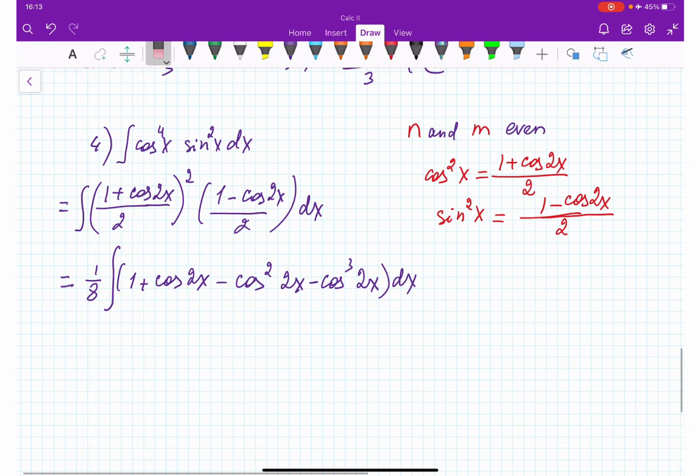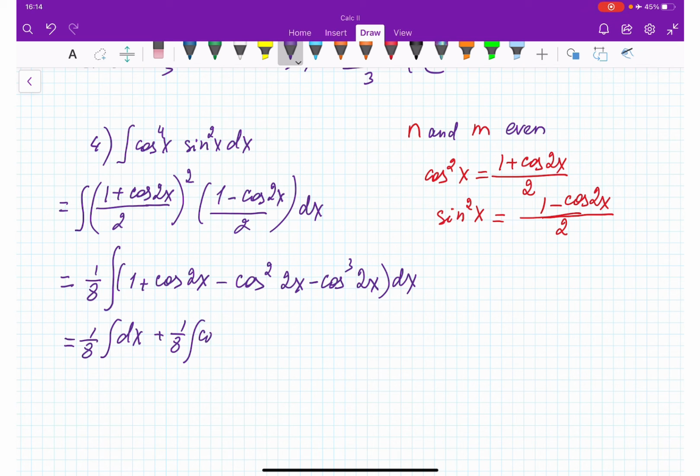Okay. So, where are we going from here? Breaking down. There is nothing else to do. It's all we have to do, break down. Integral dx, I put 1, plus 1/8.